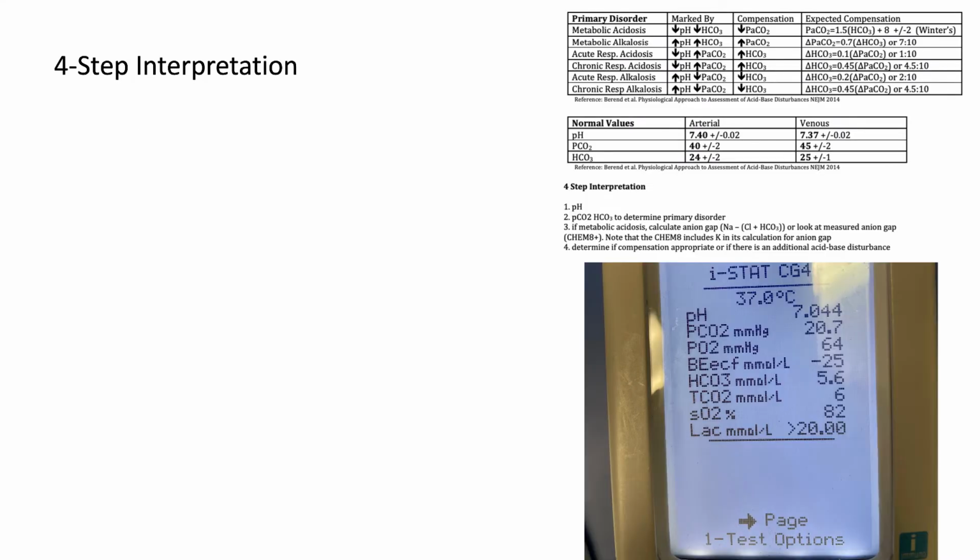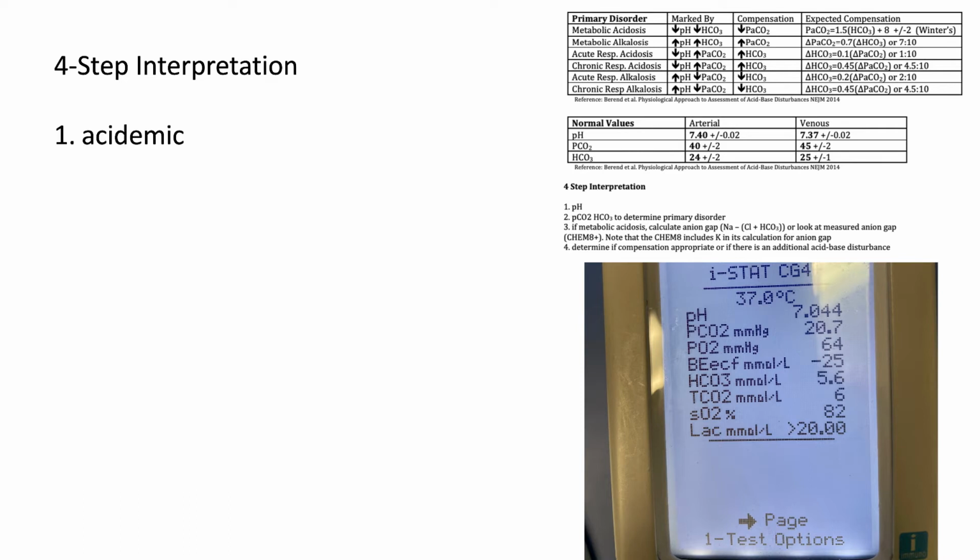Here was our gas. Let's interpret this gas. So there it is again. We've got the one-pager in the top right. So, four-step interpretation: the first step is pH. Is this gas acidemic? Is it alkalemic? I'm using the -emic intentionally, of course. -Emia refers to blood. Hypokalemia means low potassium in blood. Hypoxemia means low oxygen in blood. So this patient is clearly acidemic on that blood gas. So that's the first step.